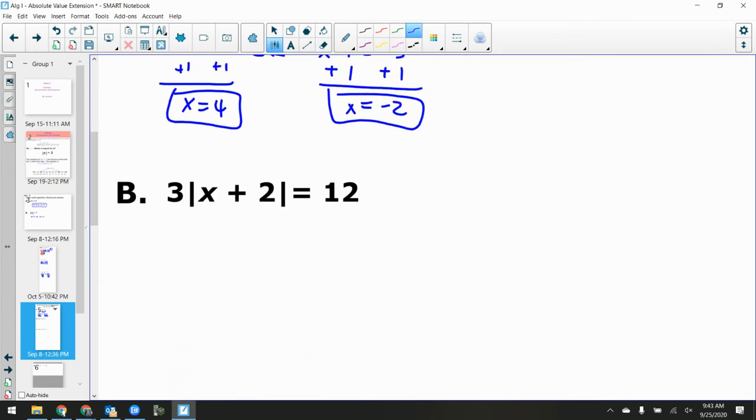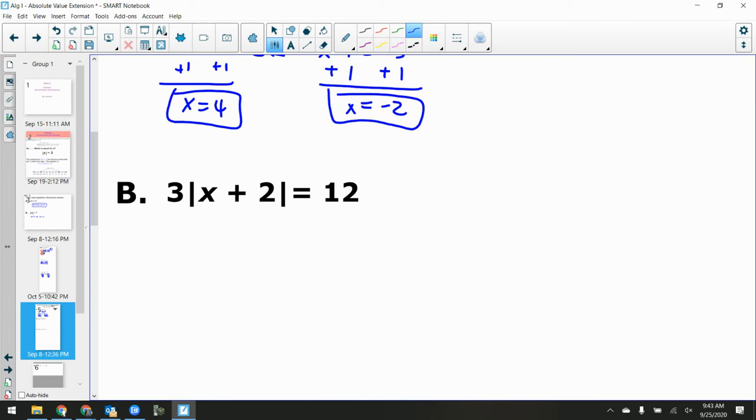Now, 3 times the absolute value of x plus 2 equals 12. Can I distribute the 3 into an absolute value? No, you cannot. So instead of distributing in, what can I do? Instead of working with the multiplication coming in, how do I get rid of the multiplication? Eddie? I heard it back there. What was that? Divide. I divide by 3.